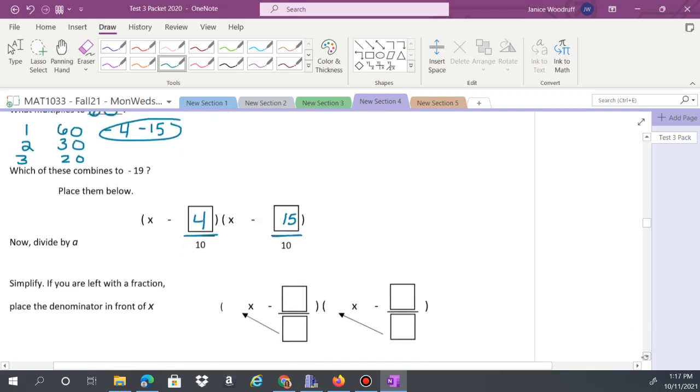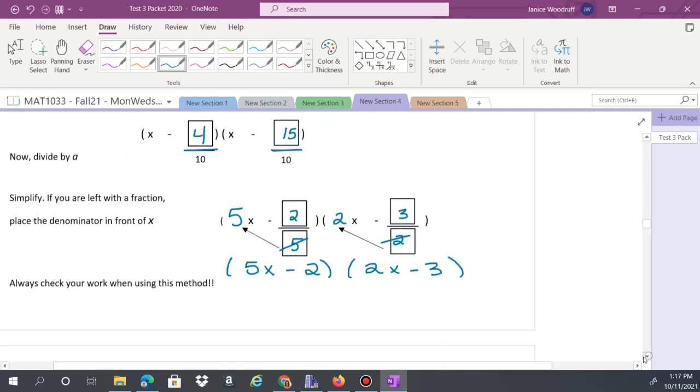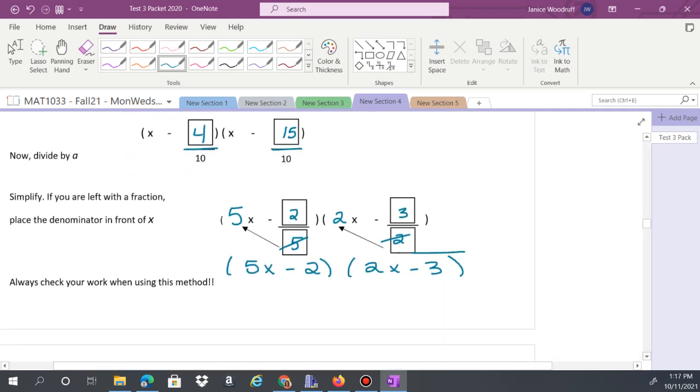So 4 over 10 would simplify to 2/5. If you still have a denominator, you slide that denominator in front of the x. So that becomes 5x minus 2. And then 15 over 10 would be 3 over 2. Again, you slide that denominator in front of the x. So that would become 2x minus 3. And there you go. We're factored. So it's kind of a shortcut with this one.